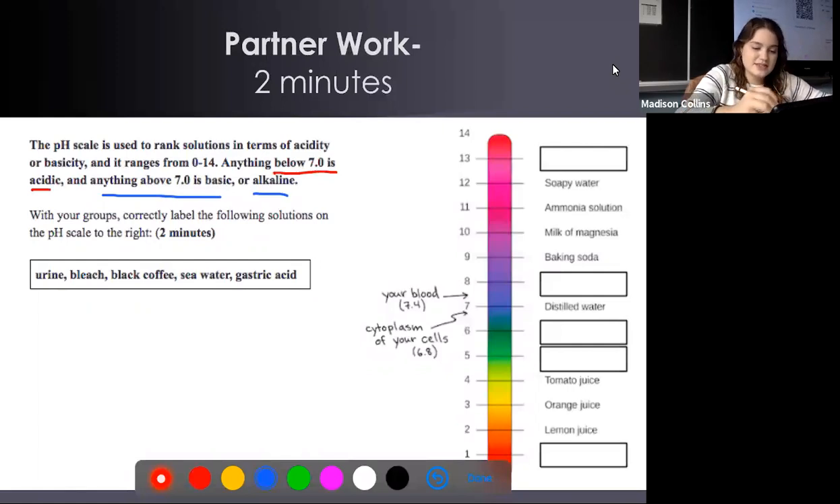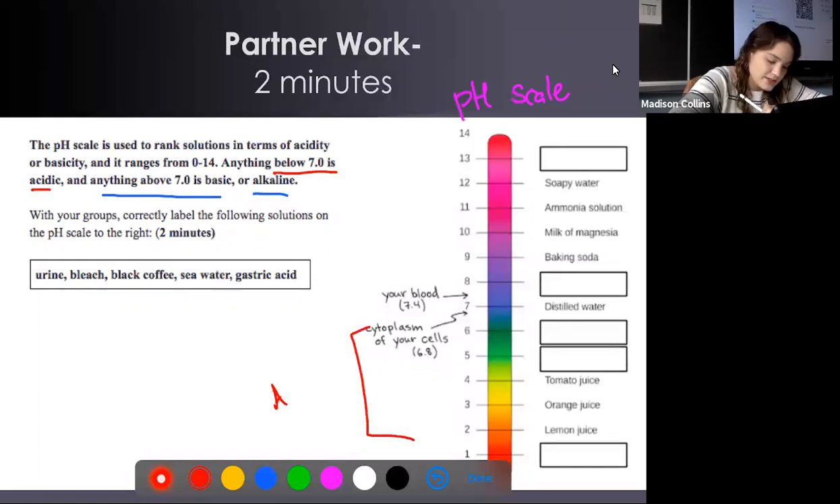Okay, so you can see on this scale, this is our pH scale. As you just read, it ranges from 0 to 14. So things that range from 0 to 6 are going to be acidic. And anything that ranges from 8 to 14 is going to be basic or alkaline.